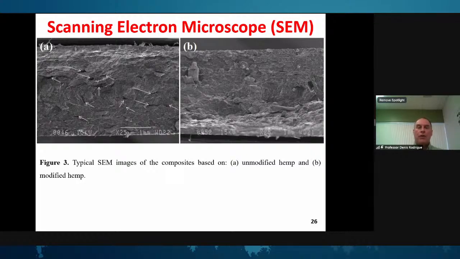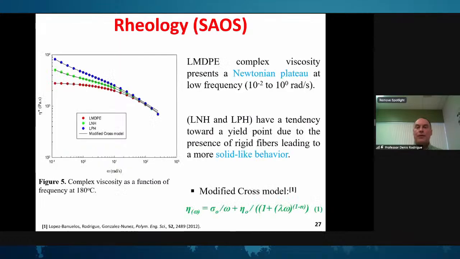So that should give you, let's say, bigger mechanical properties at the end. So the first thing that we did is a standard rheological analysis in the melt state, using a small amplitude oscillatory shear. Here you see in red the neat polyethylene, in green the untreated fiber, and in blue the treated fiber.